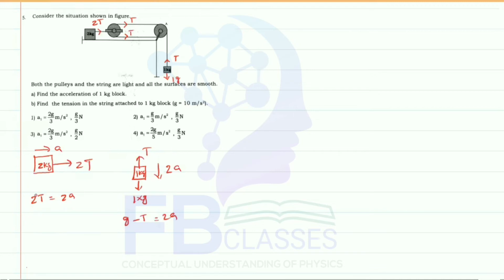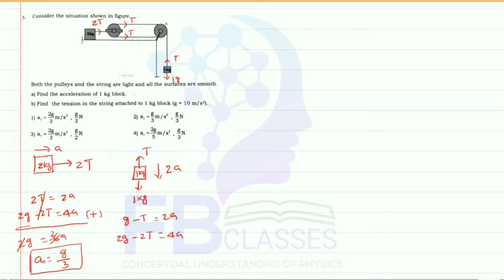See here, now here 2T is there and on this side only T is there, so for this equation I multiply by 2 on both sides. So 2g minus 2T is equal to 4a. Now I place it here, so 2g minus 2T is equal to 4a. Now simply I am going to add, so 2T will get cancelled, so it becomes 2g is equal to 6a. So 2 ones are 2, 2 threes are 6, right? So a is equal to g by 3.